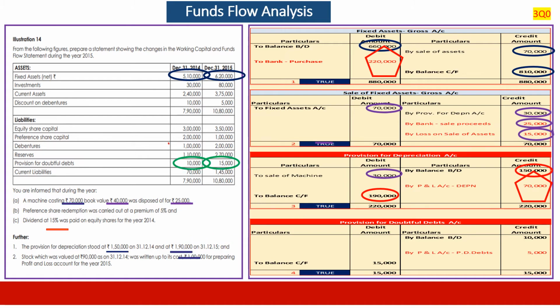Similarly, we have one more ledger account to be prepared. Provision for doubtful debts, opening balance 10,000, closing balance 15,000, and the difference between the two is nothing but the charge made to profit and loss account, because the provision has increased from 10 to 15, means debit to profit and loss account during the year is 5,000. These three missing items, 2,20,000, 70,000 and 5,000, out of these two are debit to profit and loss account. This will go to funds flow.